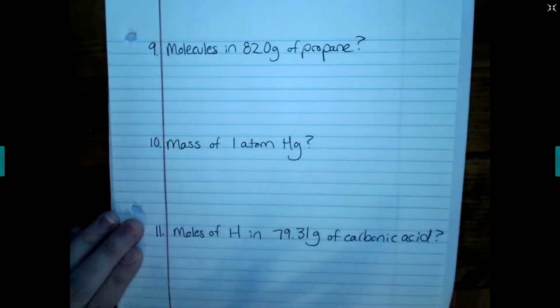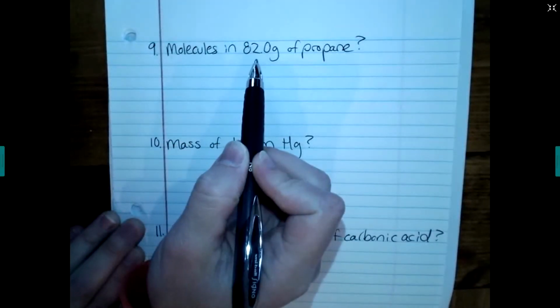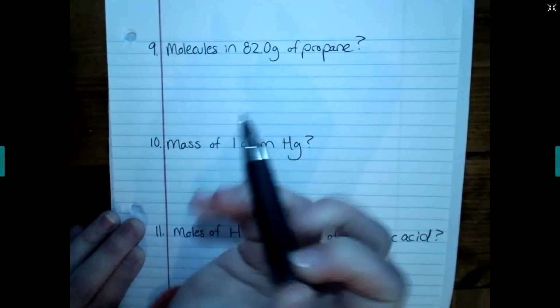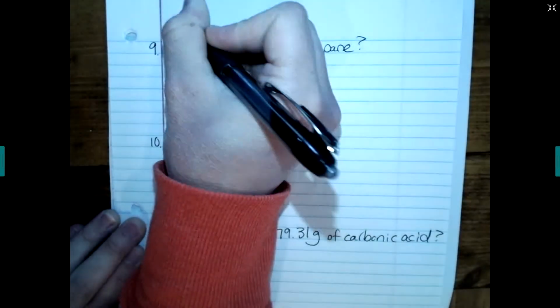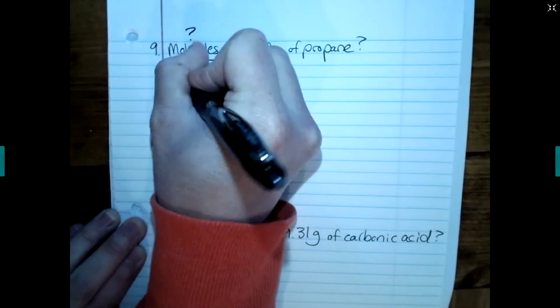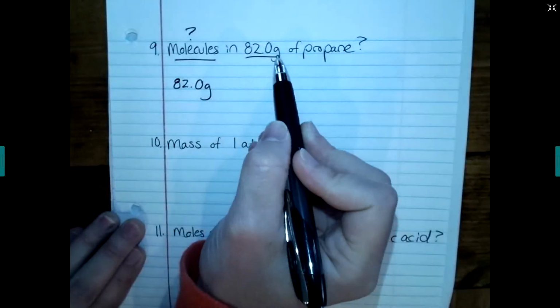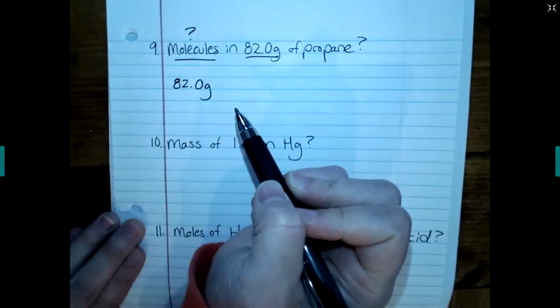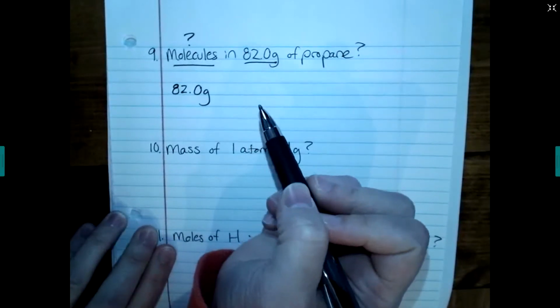All right, moving on to problem number 9. We're supposed to be figuring out how many molecules are in 82 grams of propane. So we know how many grams of propane we have. We do not know how many molecules. So starting with 82 grams of propane, since we're dealing with grams, we do need to know the formula for propane. So this is an organic molecule.